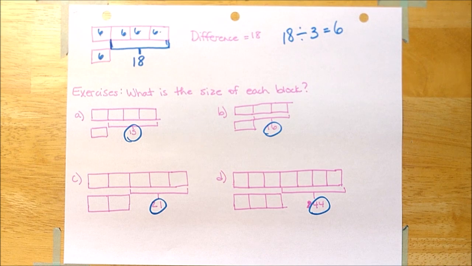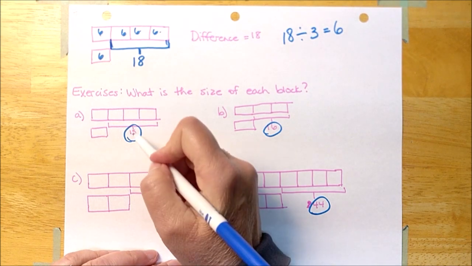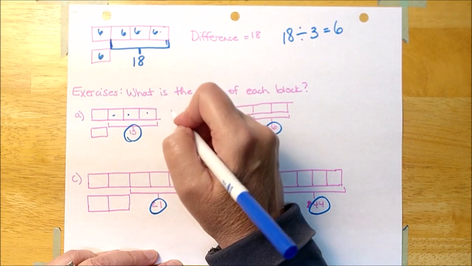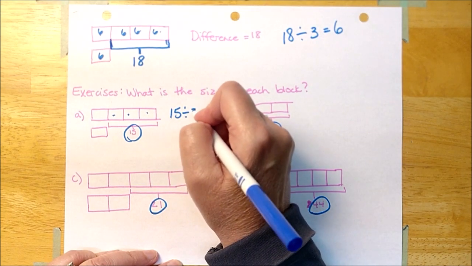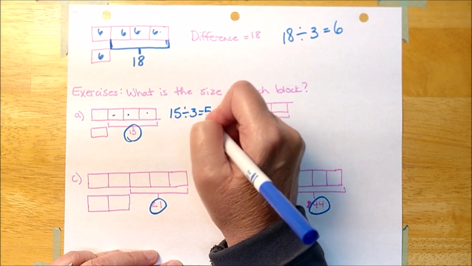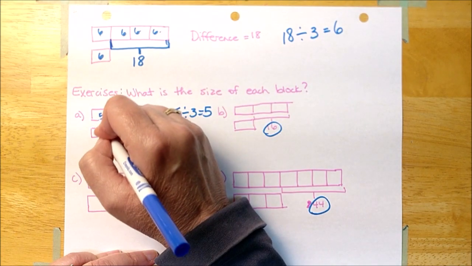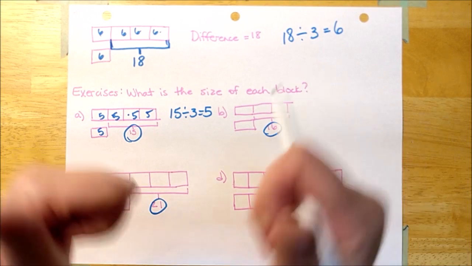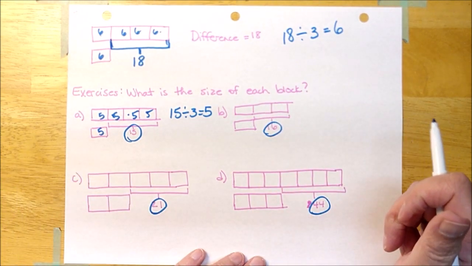So you pause and see if you can figure that out. Okay, let's see how you did. So 15 is the difference, and there's 3 blocks that will equal up to 15. So 15 divided by 3 equals 5. So each block is 5. You got 5? Awesome. That is great.